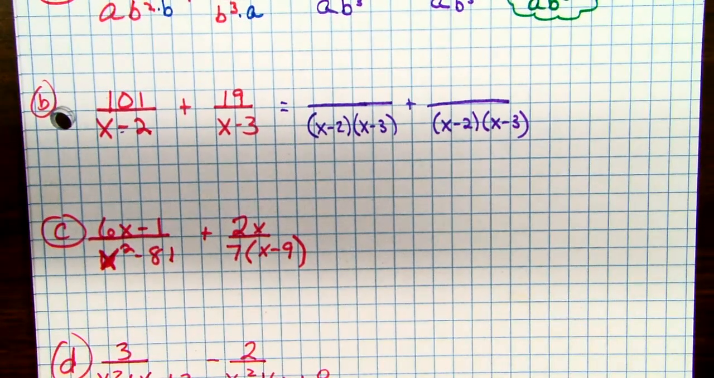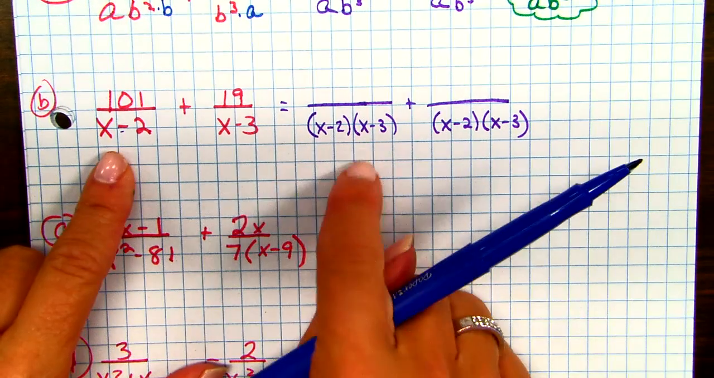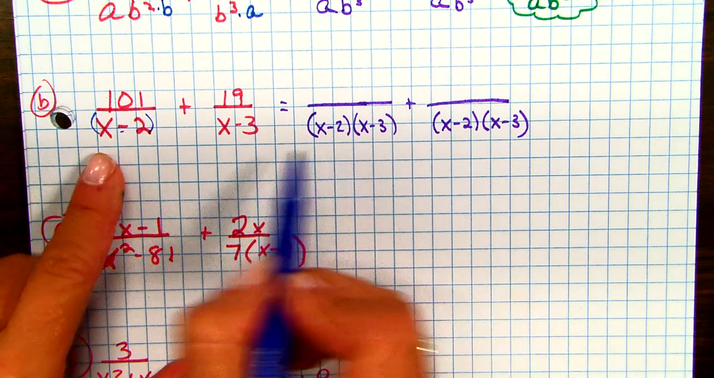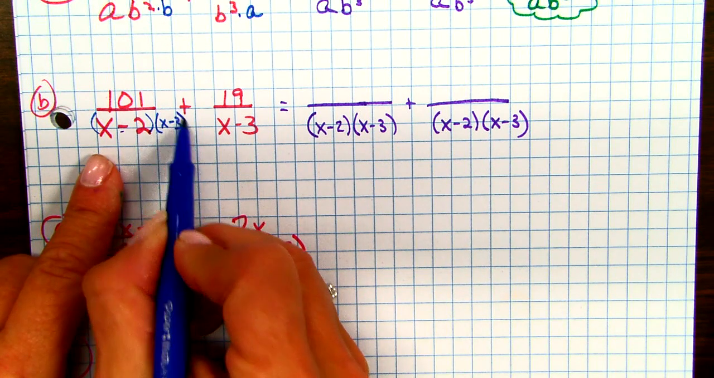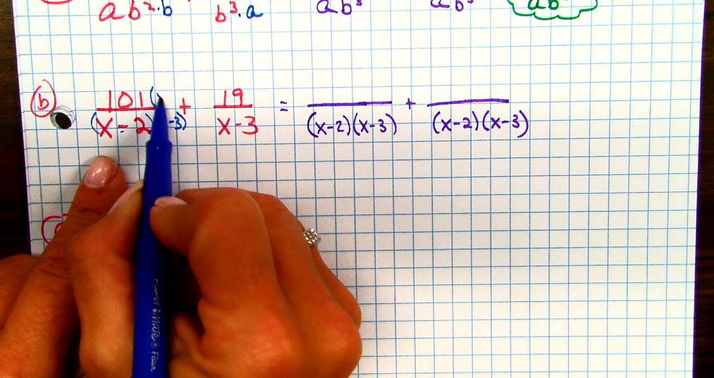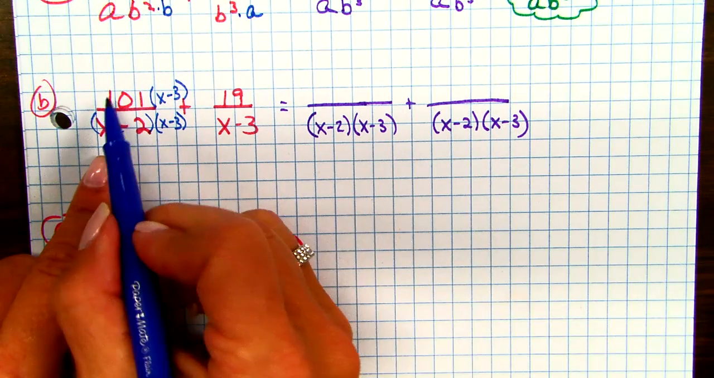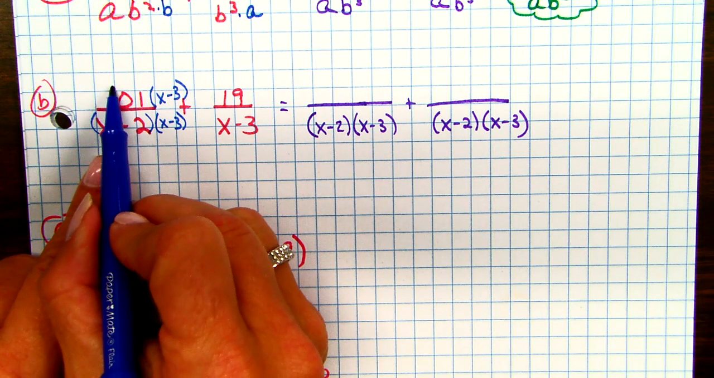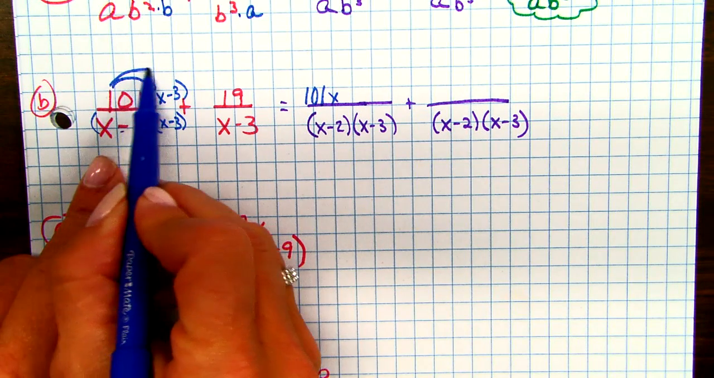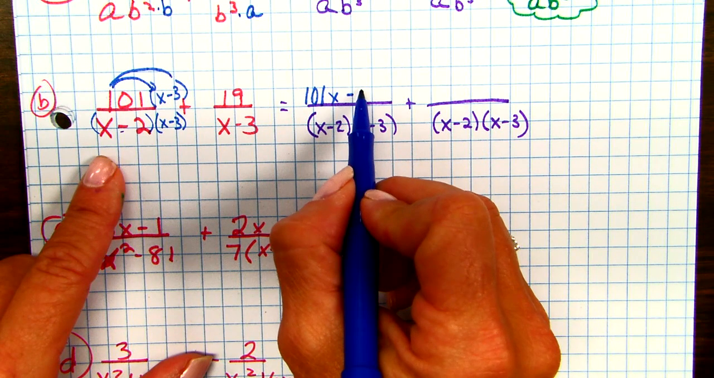Now we're going to say, fraction by fraction, one at a time, what did I do to red to get purple? Well, the x minus 2 was already here, right? I multiplied it by x minus 3 to get this. So if I'm going to multiply my denominator by x minus 3, I have to multiply my numerator by x minus 3. Now be careful. This is the distributive property. It's 101 times x, which is 101x, and 101 times negative 3, which would be negative 303.